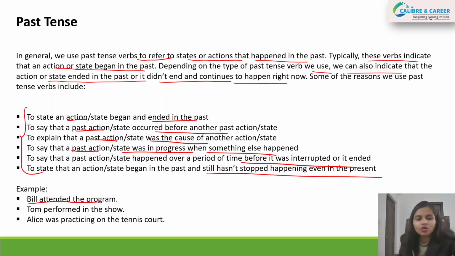Bill attended the program. Bill attended the program. That means the action has completed. Tom performed in the show. Now here it is showing that you are using your past tense, but the action is still continuing. Alice was practicing on the tennis court. So this is when the continuation happens. There also you will use past tense. Let's see the types of past tense. The two that we talked about in the present as well: simple past tense and past continuous tense.